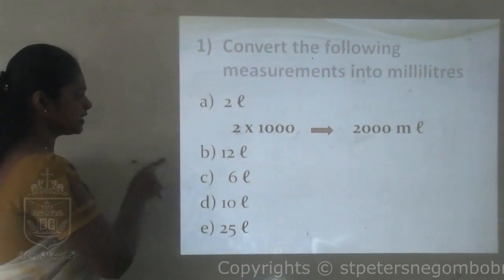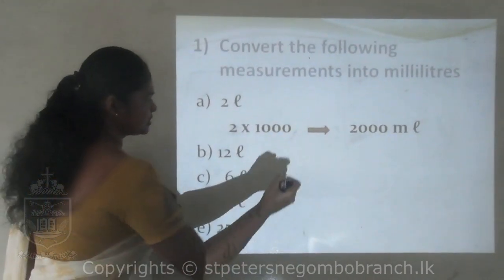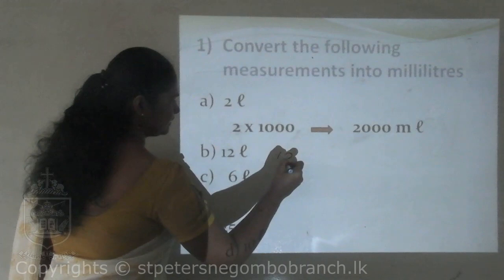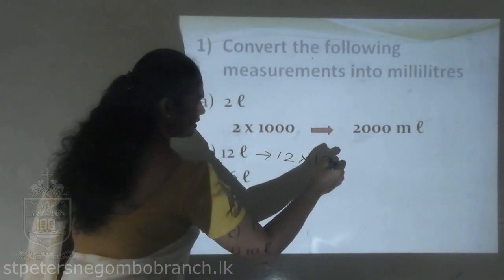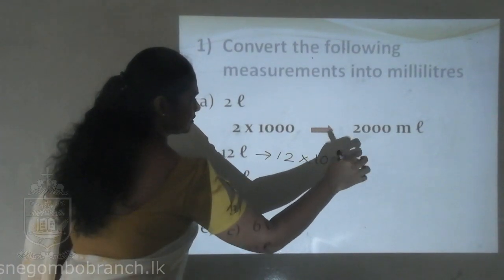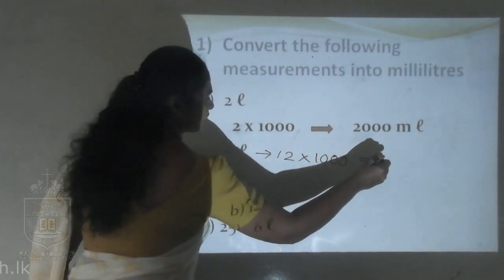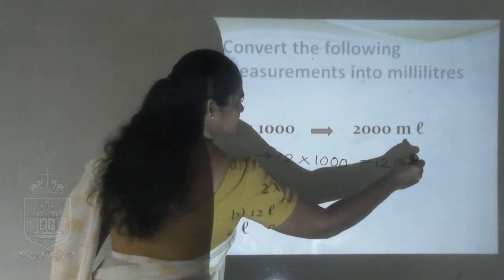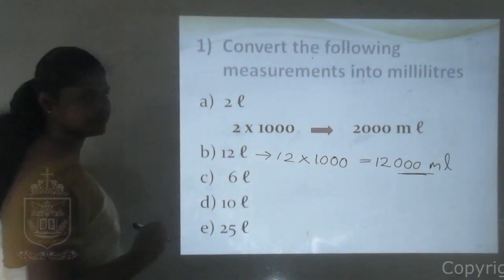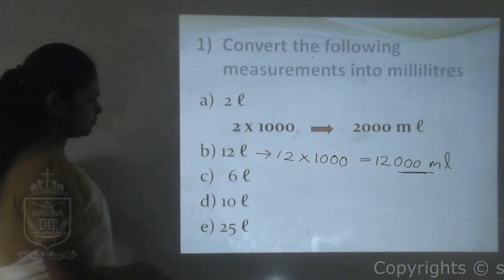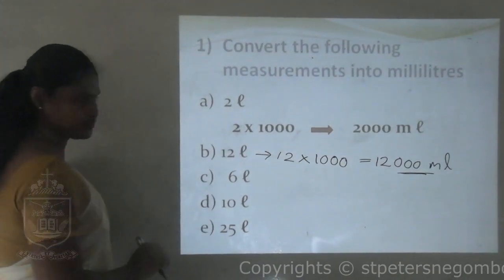So the next sum is 12 liters. I'm going to do it now for you. 12 liters. So we are going to multiply 12 by 1000, and then you get 12,000 milliliters as the answer. Is that clear? So 6 liters you can easily do. Even 25 liters you can do.